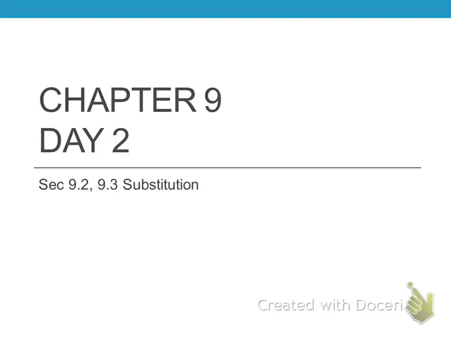We are continuing with chapter 9 today. Today is day 2. It's all about substitution. So yesterday we talked about how to solve systems by graphing. You graph the two lines, you see where they intersect. Today we're not going to do graphing. We're going to learn another method called the substitution method.